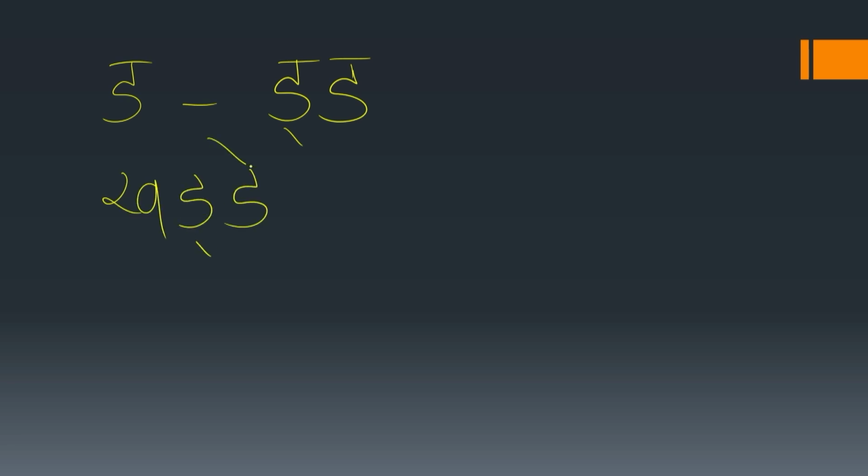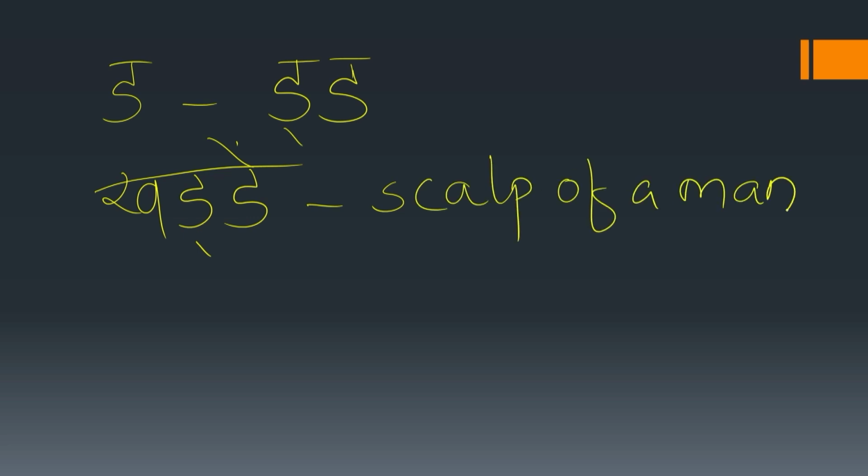Now let's take consonant D. D and D. Khadde, which means scalp of a man. Now here, this is half D plus full D, and there is A, and there is also anuswar here.